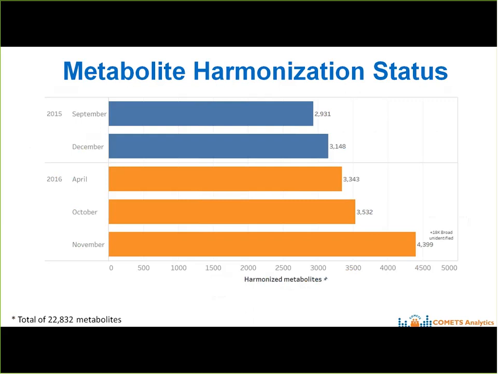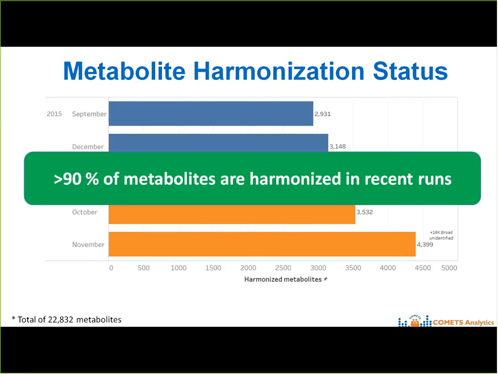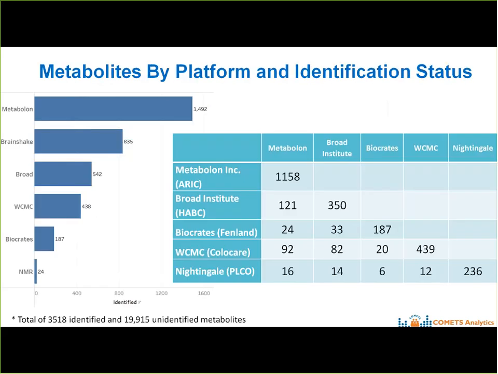In the harmonization, we've been proud to successively increase the number of metabolites that are harmonized. So at present, we have about 4,000 metabolites harmonized. And in recent runs, we're finding that greater than 90% of metabolites are harmonized. So that's a good thing for less work during the meta-analysis stage.